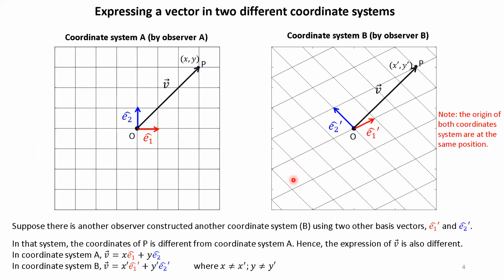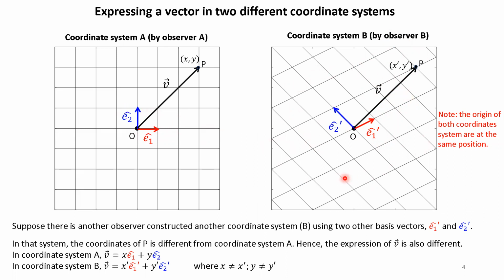Now suppose what we try to do is to consider another coordinate system. The one on the left is the one that I just showed you in the last slide. Now there is another coordinate system constructed by another person, another observer, let's say. The unit vectors, or basis vectors, that the other observer uses are e1 prime and e2 prime, instead of e1 and e2.